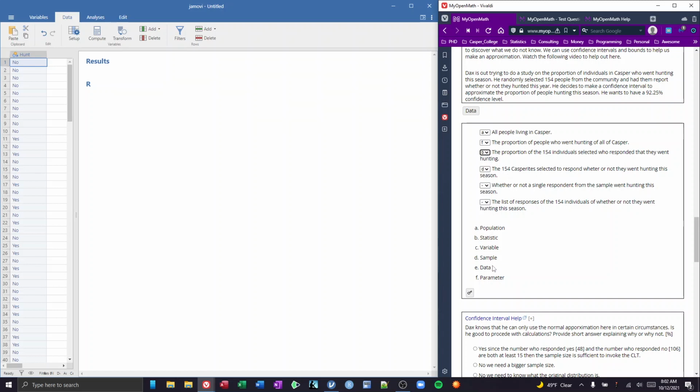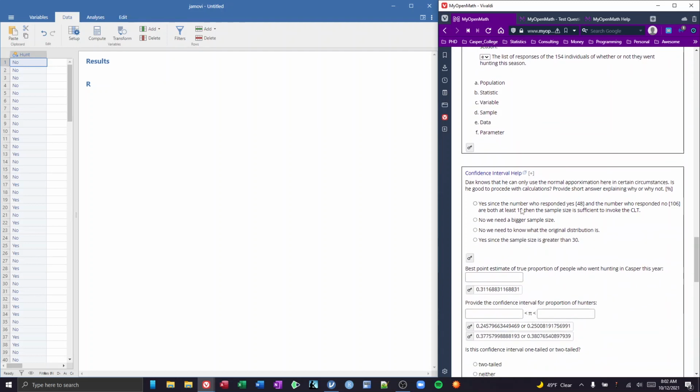Now we're just left with the data and the variable. And so the data is just the list of these responses. So that's going to be E. And just the answer of whether or not a single respondent from the sample went hunting this season, that is going to be our variable, which is going to be C.